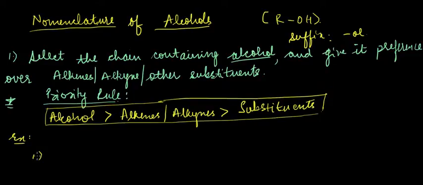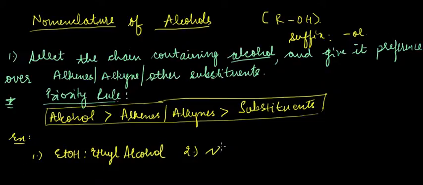We have EtOH, the name would be ethyl alcohol. Second, let's say we have this, then the name would be propyl alcohol. Commonly it's ethyl alcohol, but when you talk about the IUPAC name, it should be ethanol. Eth is the word root and -ol is the suffix. And for this you can say propanol or propan-1-ol.